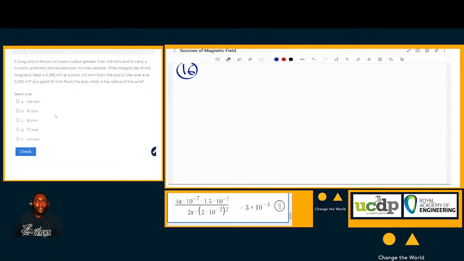A long wire is known to have a radius greater than 4 millimeters, and to carry a current uniformly distributed over its cross section. If the magnitude of the magnetic field is 0.285 millitesla at a point 4 millimeters from the axis of the wire and 0.2 millitesla at a point 10 millimeters from the axis, what is the radius of the wire?